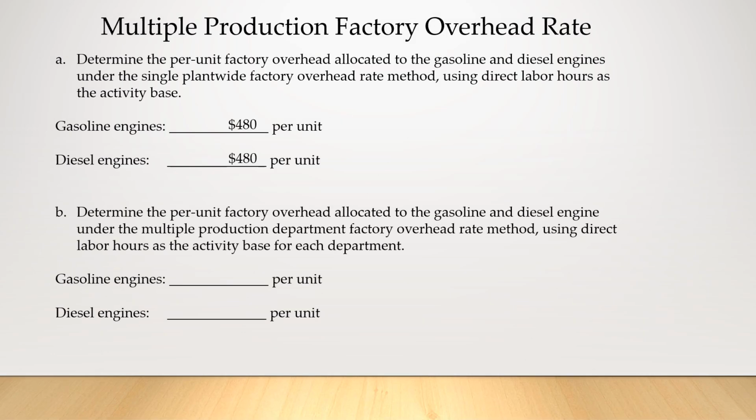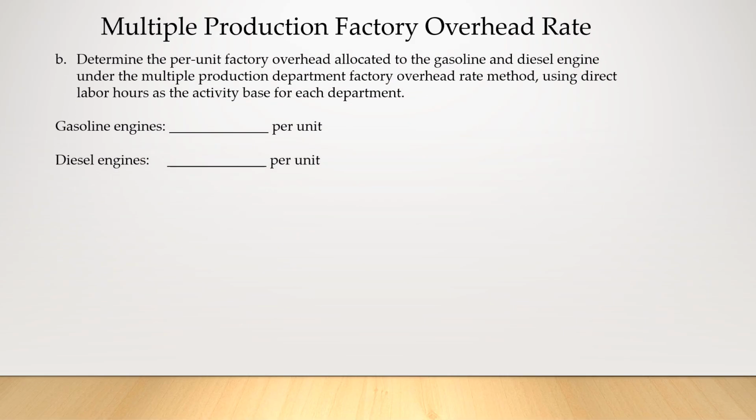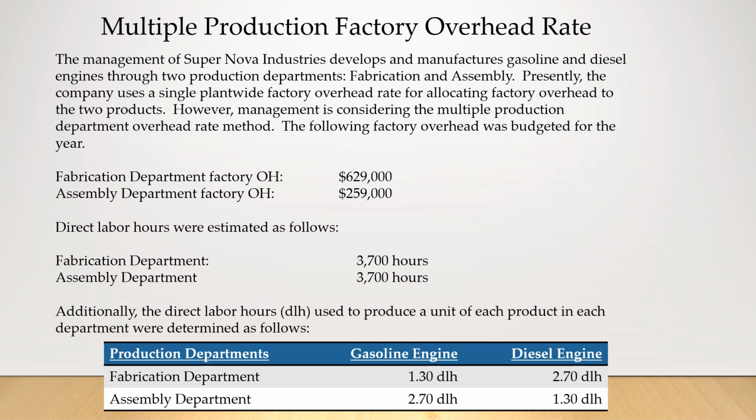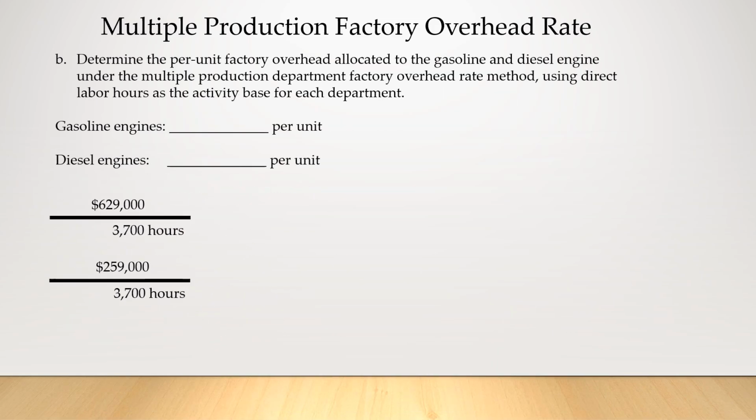Now we proceed to Part B and calculate the per unit overhead for each gasoline and diesel engine using the multiple production department method. Using the multiple production department method requires us to calculate an overhead rate per department. We have our per department overhead amounts and their respective labor hours seen here. Divide those amounts, and the fabrication department has an allocation rate of $170 per hour, and the assembly department has a rate of $70 per hour.